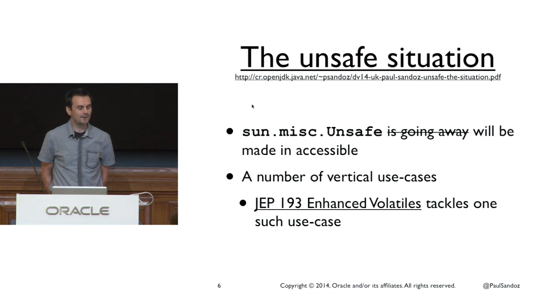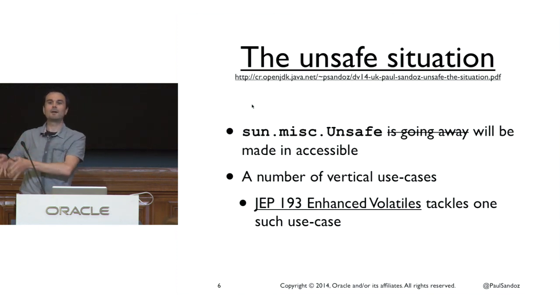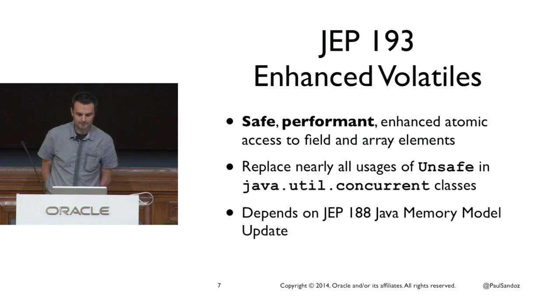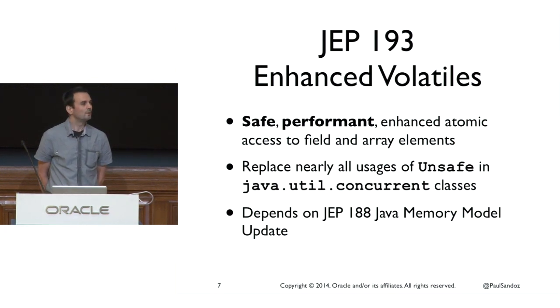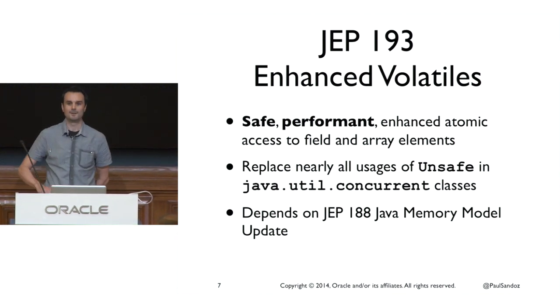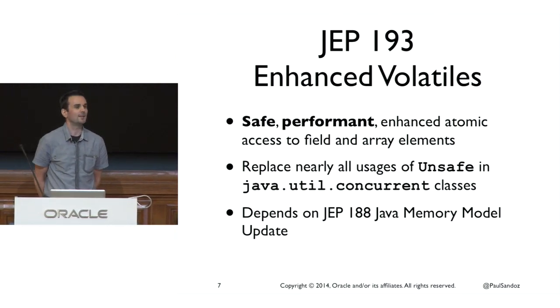And one of these vertical cases is what we're talking about, JEP 193 enhanced volatiles. It tackles one such vertical case in a more narrow way than Valhalla and Panama do, but it definitely tackles this case. What we want here with JEP 193 is safe, performant, enhanced atomic access to fields and array elements. That's what it's scoped at. And what we would like to do is replace nearly all usages of unsafe in java.util.concurrent. If we can do that and get the performance and the API, I think we can give a big tick and say yes, we've reached our success here.